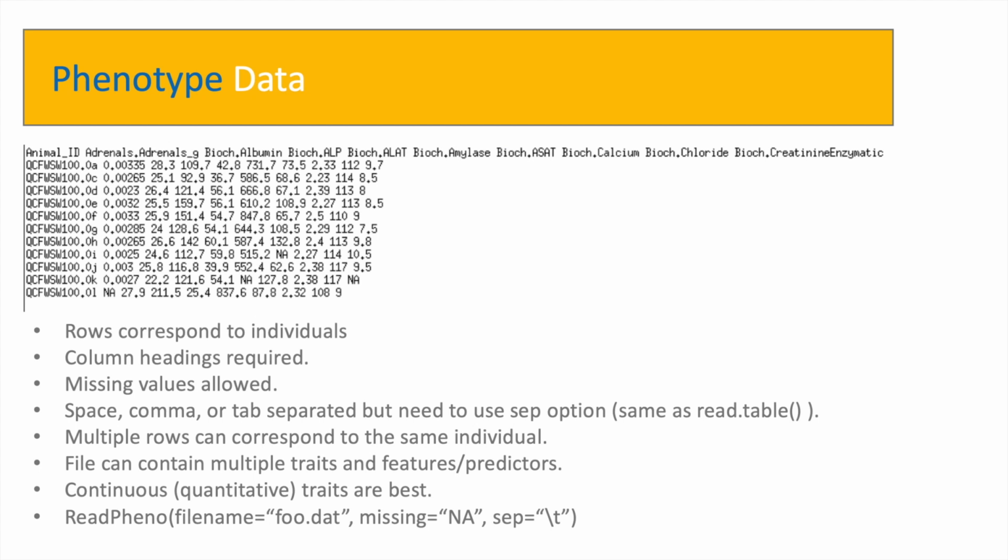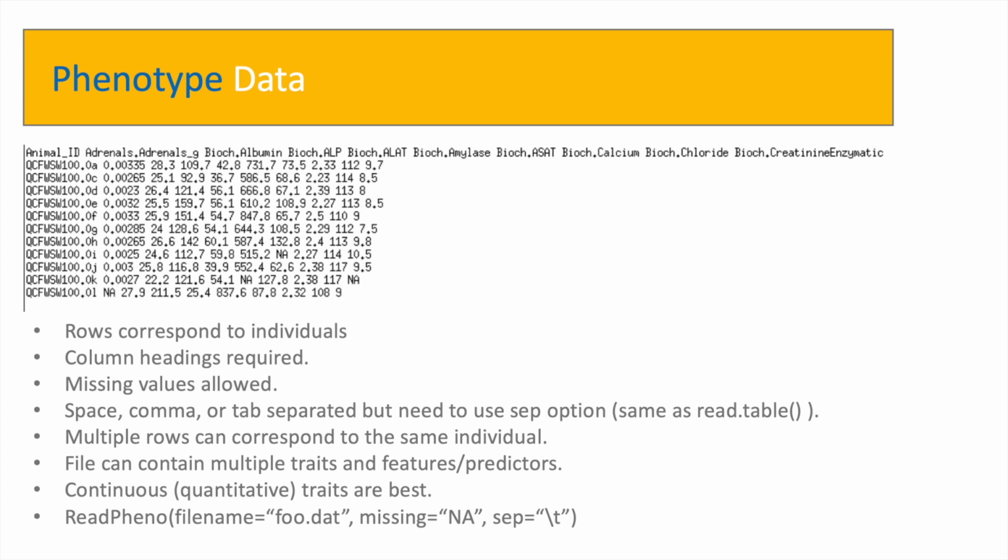But you are allowed to have multiple rows that correspond to the same sample. The file can contain multiple traits, so you don't need a separate phenotypic data file for each trait that you want to analyze in Eagle. You can have it all sitting in a single file. Eagle works best with continuous or quantitative traits, and that's because Eagle is based upon linear mixed models. And then that last bullet point is an example of how you'd read phenotypic data into Eagle if you're doing it through R, so just traditional R function calls.